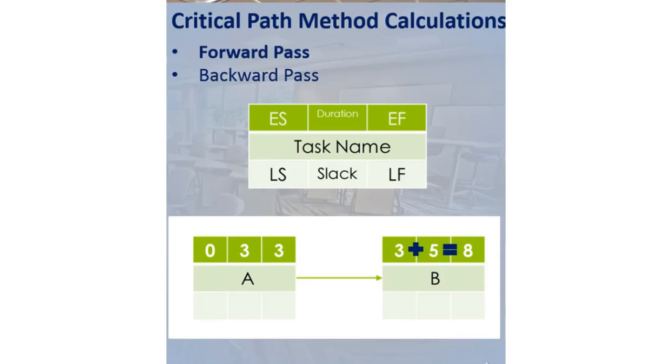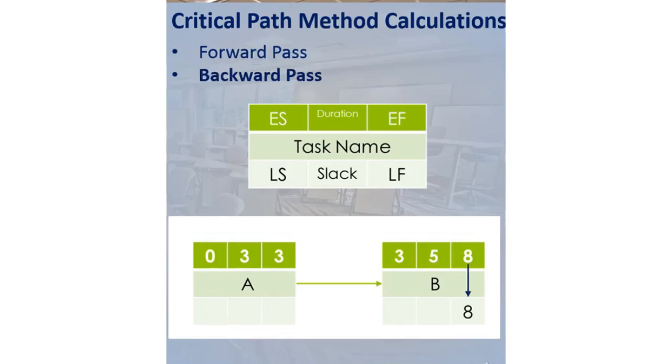Up to here, these calculations we have done are called forward pass. When we calculate ES and EF values of each task, the calculation of forward pass is complete. Then, we move on to backward pass calculations. To do that, we are writing the EF value of the last task in the empty area on the bottom right. By doing that, we are calculating LF value. Therefore, latest completion day of task B is the end of the 8th day.